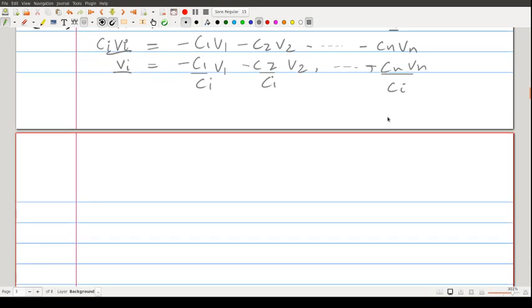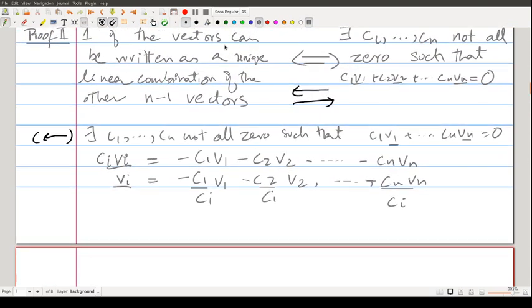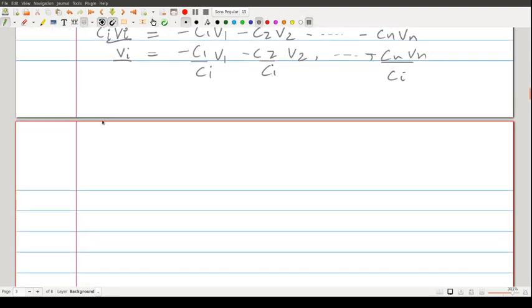Okay, so sorry about that. And so let's try to prove it in the other direction. It says if one of the vectors can be written as a linear combination of the other n minus 1 vectors. And so this is how we do it. We already know, so to prove it in this direction, we know that we can write vi as a linear combination.